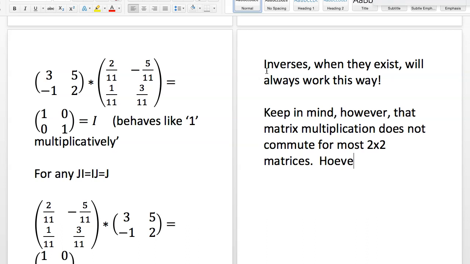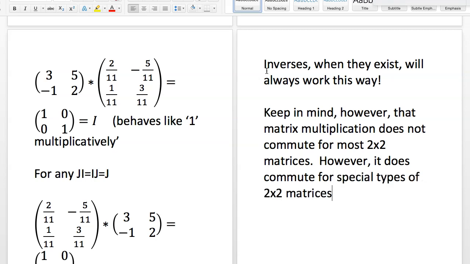However, it does commute for special types of matrices. But just for these very special types. And I ought to put very, right? Because most of the time, you can forget about commutativity, guys. Don't count on it at all.